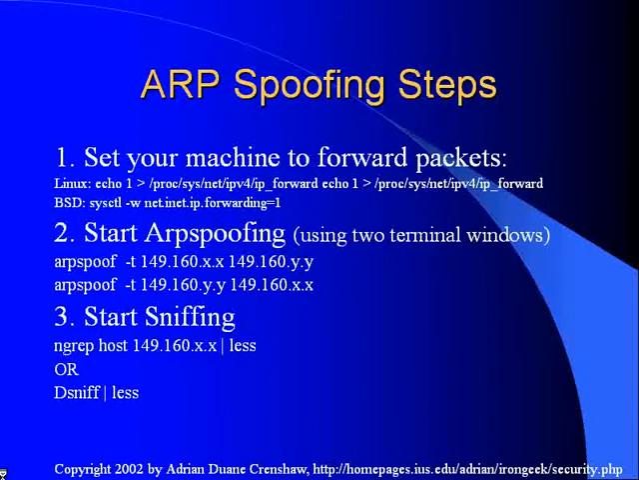There are 3 steps to ARP spoofing. The first is to turn on IP forwarding. If you don't do this, you effectively kill all communications between the 2 targeted boxes. You use this echo command for Linux, or the sysctl command for BSD.